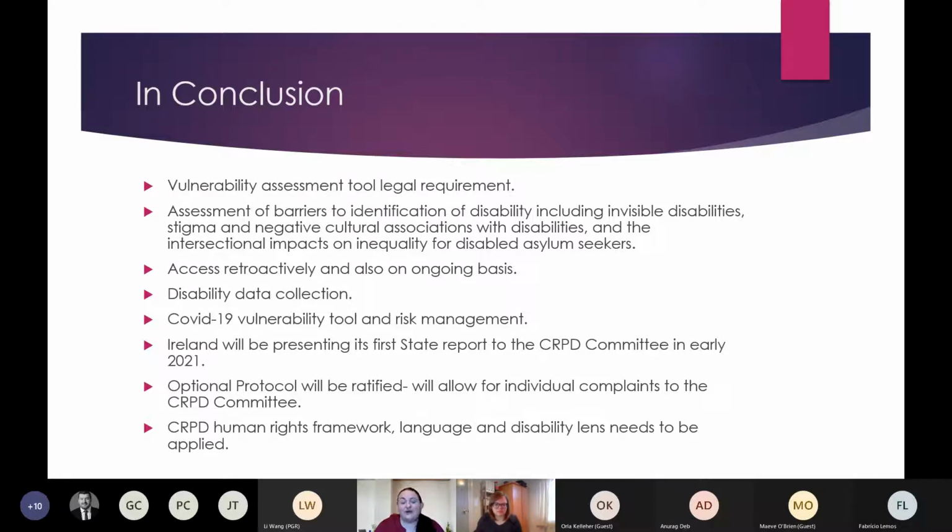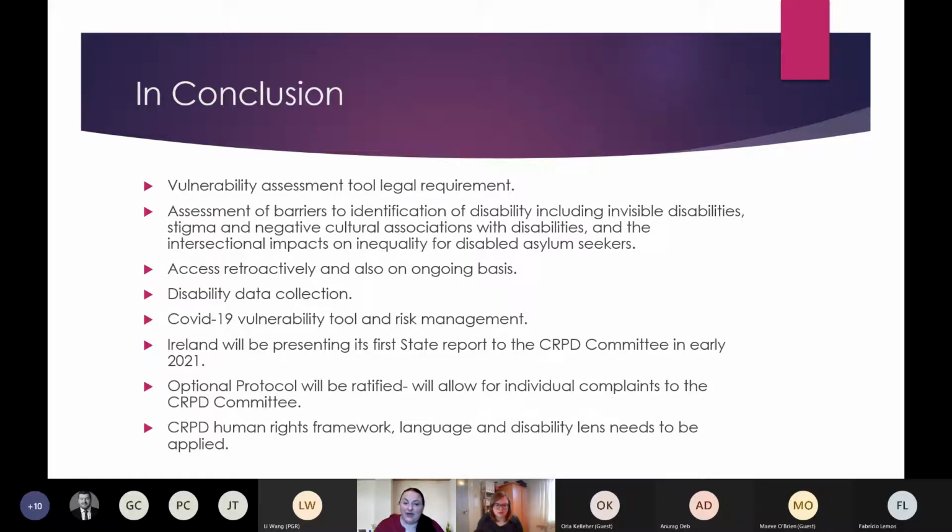Assessment of barriers to identifying disabled people, including invisible disabilities and stigmas that might prevent people from self-disclosing disabilities, such as negative cultural associations. All of those issues need to be taken into account and mapped when developing this vulnerability tool. And the intersectional impacts of inequality and discrimination that disabled asylum seekers face need to be really known and accounted for to be able to be mitigated.